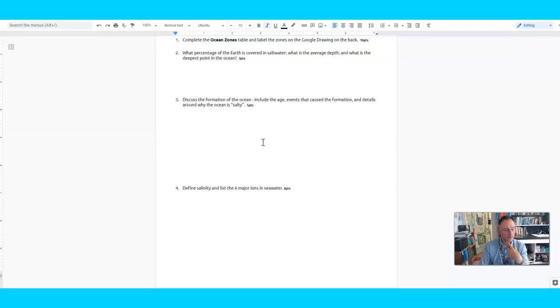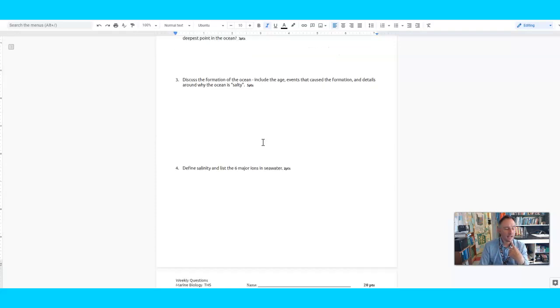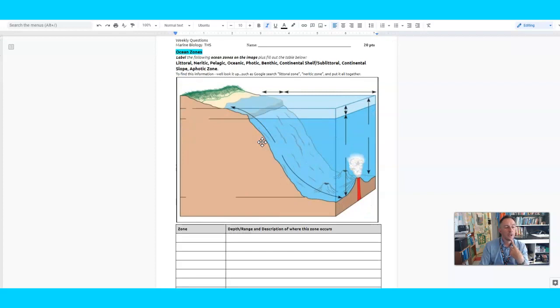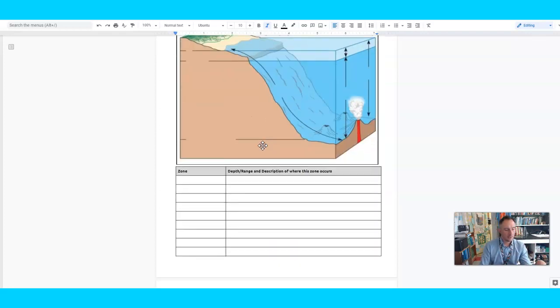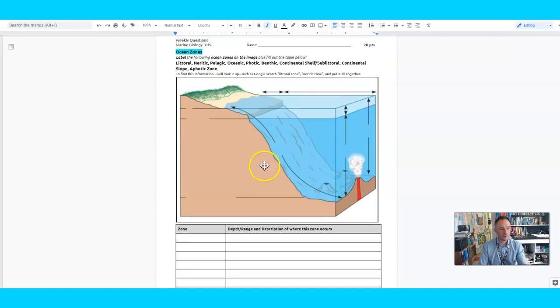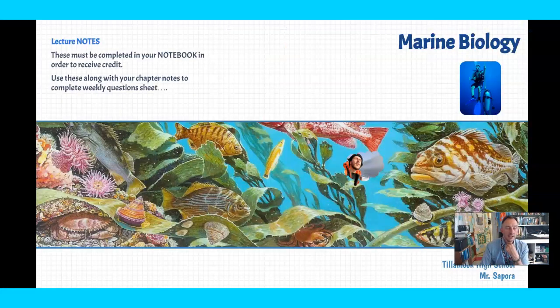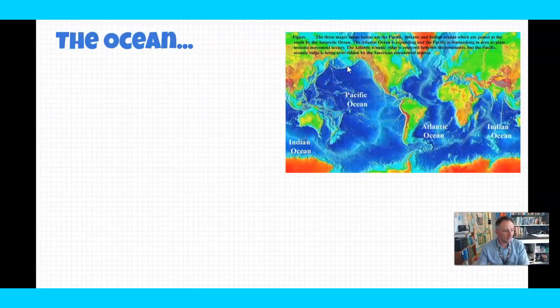Pretty straightforward there. And then the second part of this is going to be the ocean zones handout, which I'm going to do in a separate video. That'll be on the back side of this, and you will fill out this particular page here, learning all the different ocean zones. And we'll talk about that in a separate video. For right now, I'm just going to focus on the first few slides here, slides 1 through 10, talking about the different marine features of the ocean overall.